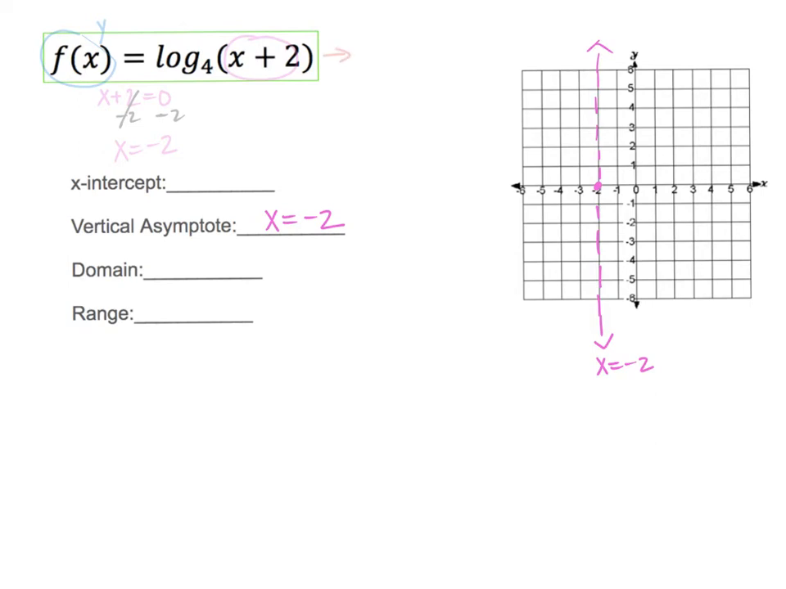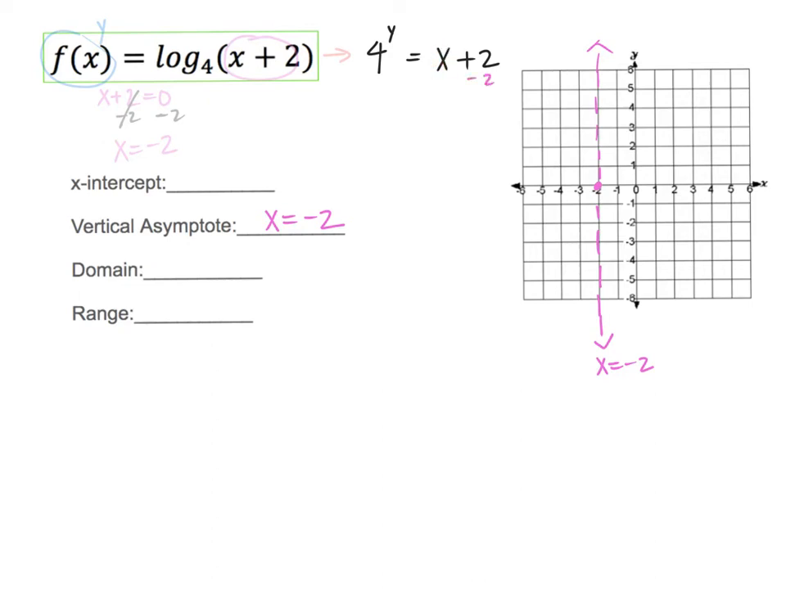The base here is a 4, so I'm going to grab the 4 and raise it to the y power, because that's the exponent on the other side. And this will equal x plus 2. Here's the thing. When you're solving it out, it's really important that you try to get the x by itself, because we typically want to plug in y. So if you don't solve for x, you're going to have to solve it later to figure out what x is. So I recommend you solve it now.